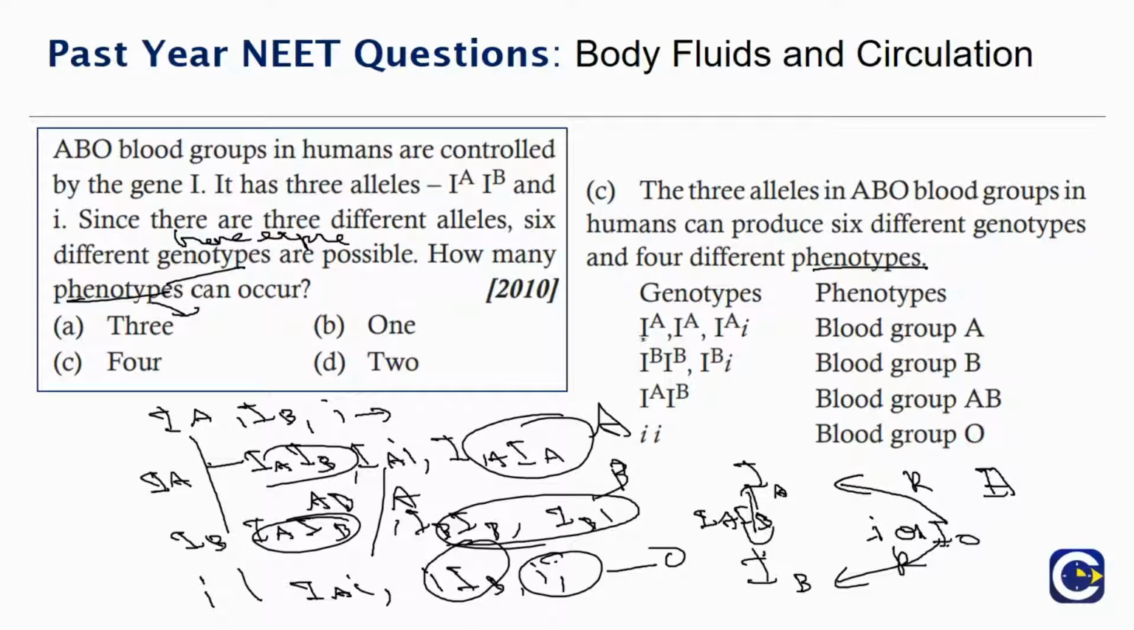So genotypes according to the blood group A are IA small I. Blood group B are IB small I. Blood group AB are IA and IB only. Blood group O is only possible in II. So the answer is 4 phenotypes.